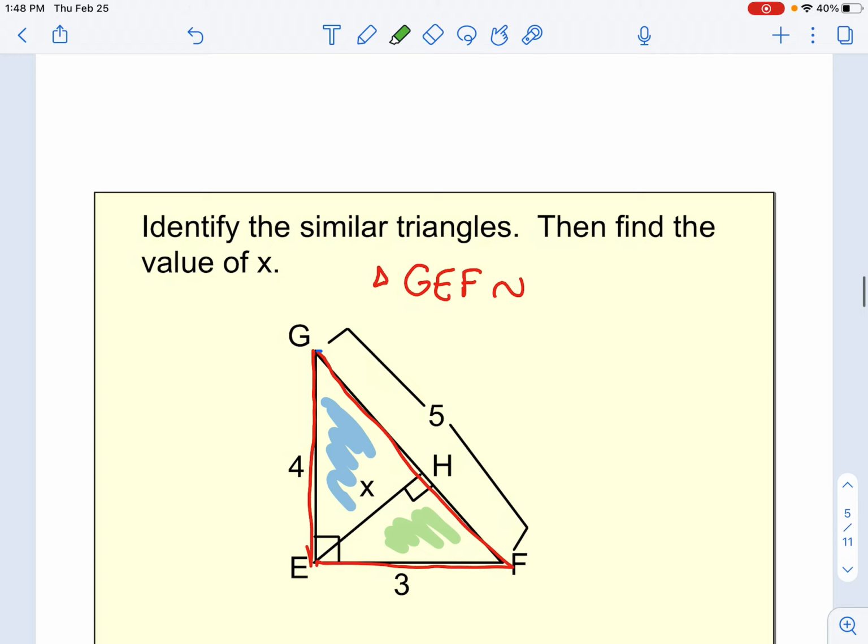Okay, but otherwise, if you're not doing that, you need to make sure you're putting the vertices in the correct order. So notice that in this case, GF is my hypotenuse right here. So I'm starting at G and I'm going to E, along this side, which is the longer leg of that red triangle. And so I need to do the same thing when I'm writing the similarity statement for the blue triangle. I need to start with the longer leg of the blue triangle and go towards the hypotenuse. So that would be similar to triangle GHE.